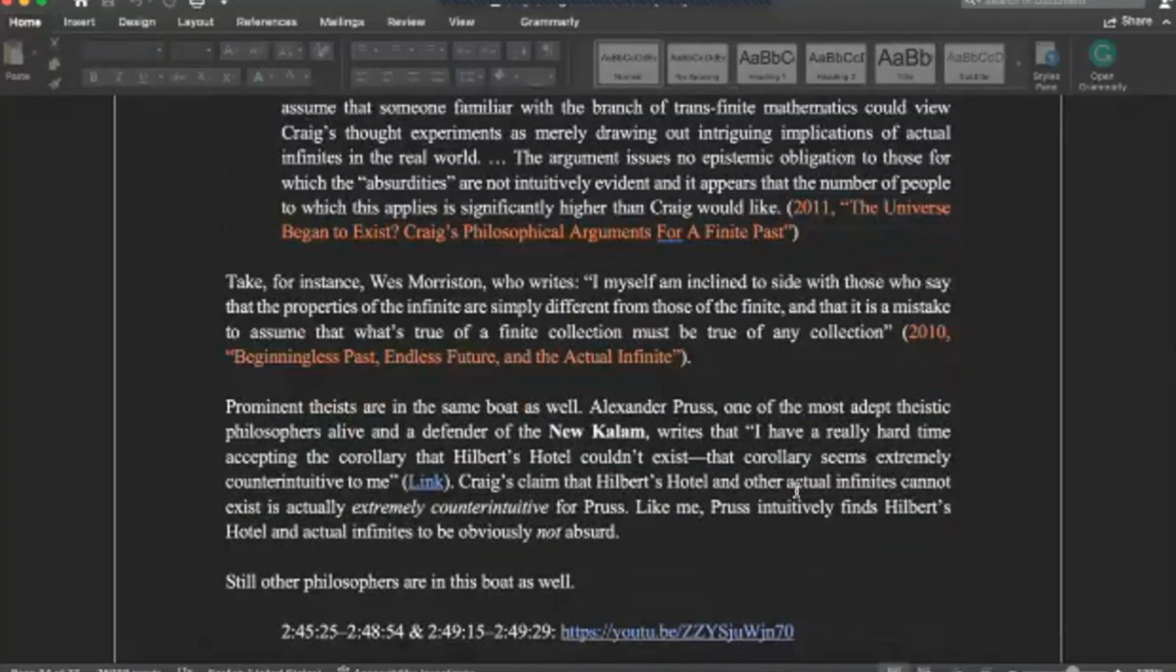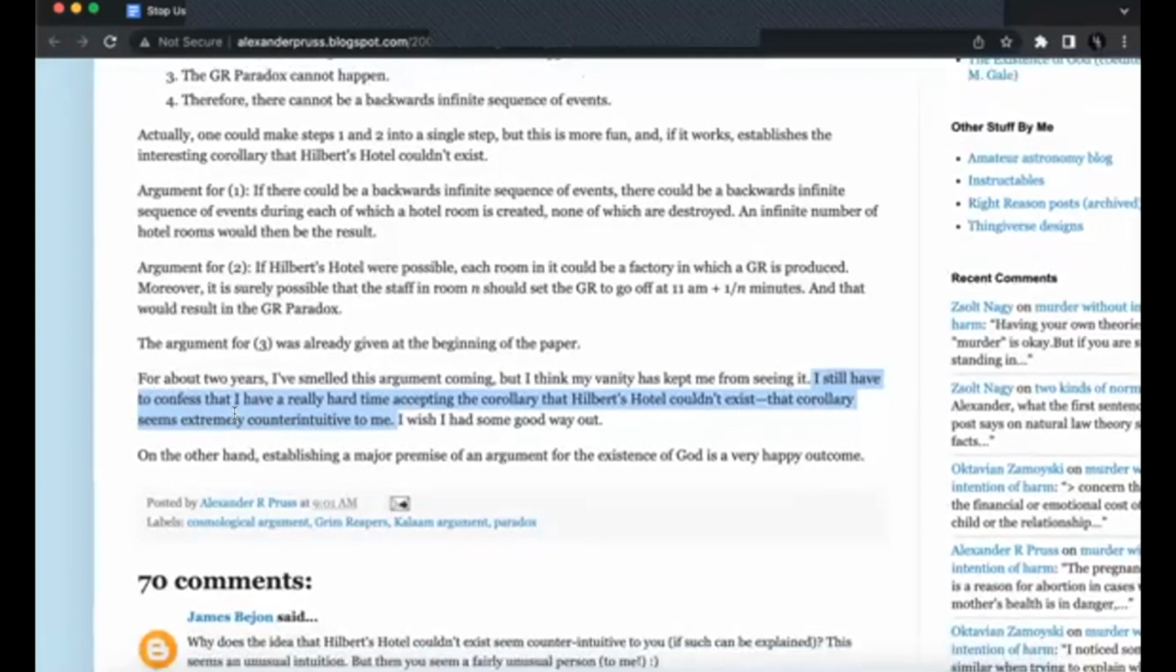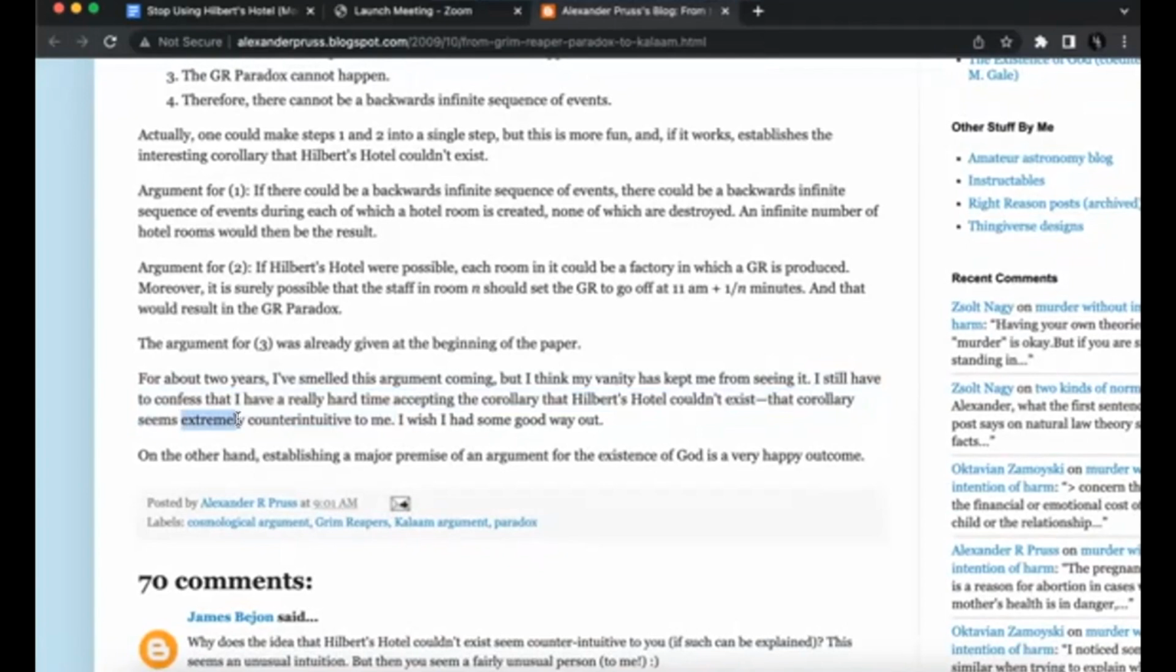Prominent theists are in the same boat as well. Alexander Pruss, one of the most adept theistic philosophers alive, and a defender of the new Kalam based on causal finitism, writes, I have a really hard time accepting the corollary that Hilbert's Hotel couldn't exist. That corollary seems extremely counterintuitive to me. This is a quote from Alexander Pruss. I'm going to take you to the post where he says this. So here it is. This is Alexander Pruss's blog. He says, I still have to confess that I have a really hard time accepting the corollary that Hilbert's Hotel couldn't exist. And that strikes him as not just counterintuitive, but extremely counterintuitive.